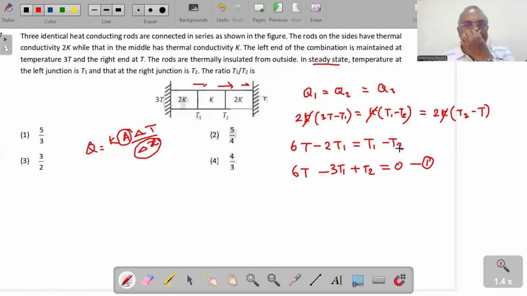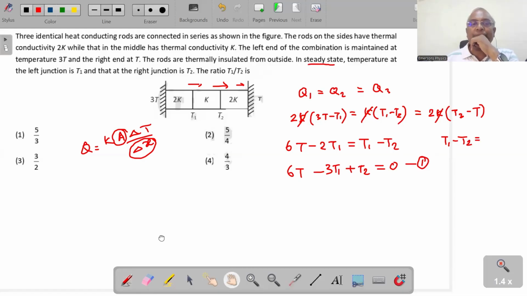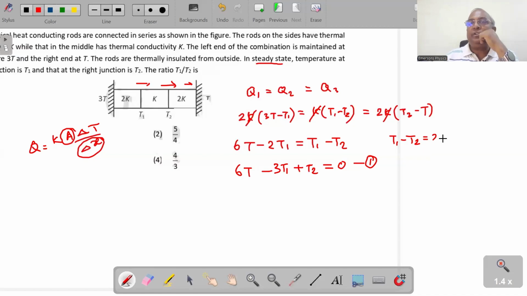Similarly, இந்த ரெண்டையும் ஈக்குவேட் பண்ணுவோம். அப்போ T1 minus T2 equal to 2T2 minus 2T. Okay, bring everything to the left hand side. 2T plus ஆயிடுச்சு, minus T1, இது plus minus ஆயிரும், minus 3T2 equal to 0. This is equation number 2.